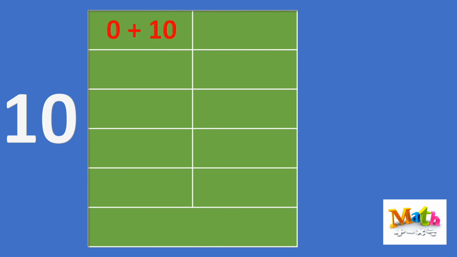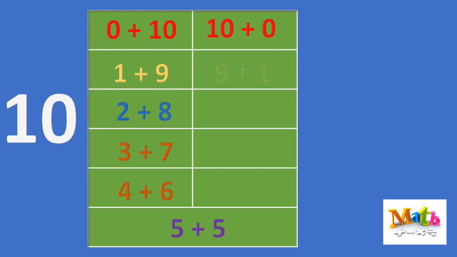Let's take the example 4, 10. What are the partners for 10? The partners are 0 plus 10, 1 plus 9, 2 plus 8, 3 plus 7, 4 plus 6, 5 plus 5, 10 plus 0, 9 plus 1, 8 plus 2, 7 plus 3 and 6 plus 4.